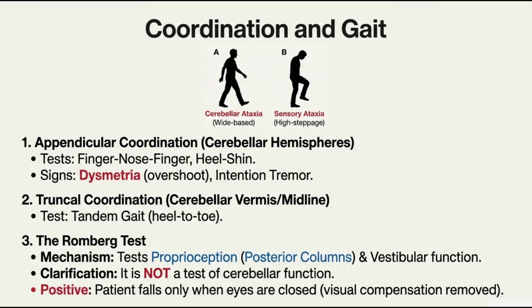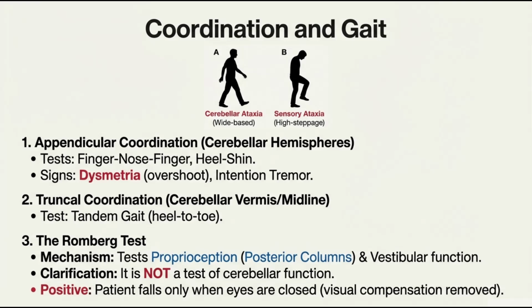The slide calls gait the ultimate integrator. And it really is. I mean, just think about the physics of walking. You need motor strength to push off. You need sensation from your feet to know where the ground is. You need the cerebellum for balance. You need vision to navigate obstacles. If any one of those systems fails, the gait fails.